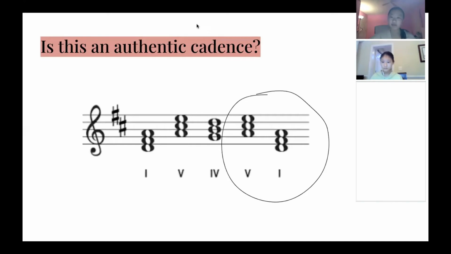Okay, so yes or no, type it in the chat. Is this an authentic cadence? And remember, authentic means 5 to 1. So if you see that in the circle, then type yes. If you don't, then type no.